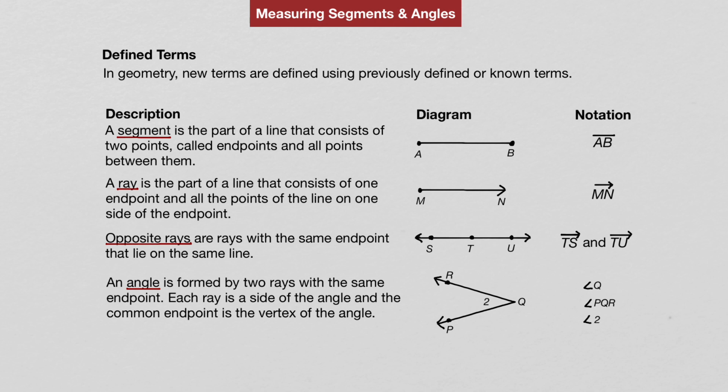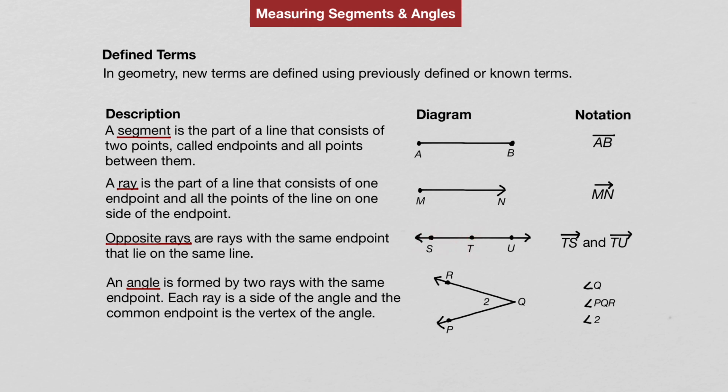Okay, and then the next term is the opposite rays, and these are rays with the same endpoint, okay, that lie on the same line. So for example, we have a ray TS, okay, that extends from T through S, and it continues on to the left to infinity. That's one ray. And then we have another ray with the same endpoint, T, except this one is TU, and this ray extends to the right into infinity. And so even though this looks like a line, okay, it is actually made up of 2 opposite rays.